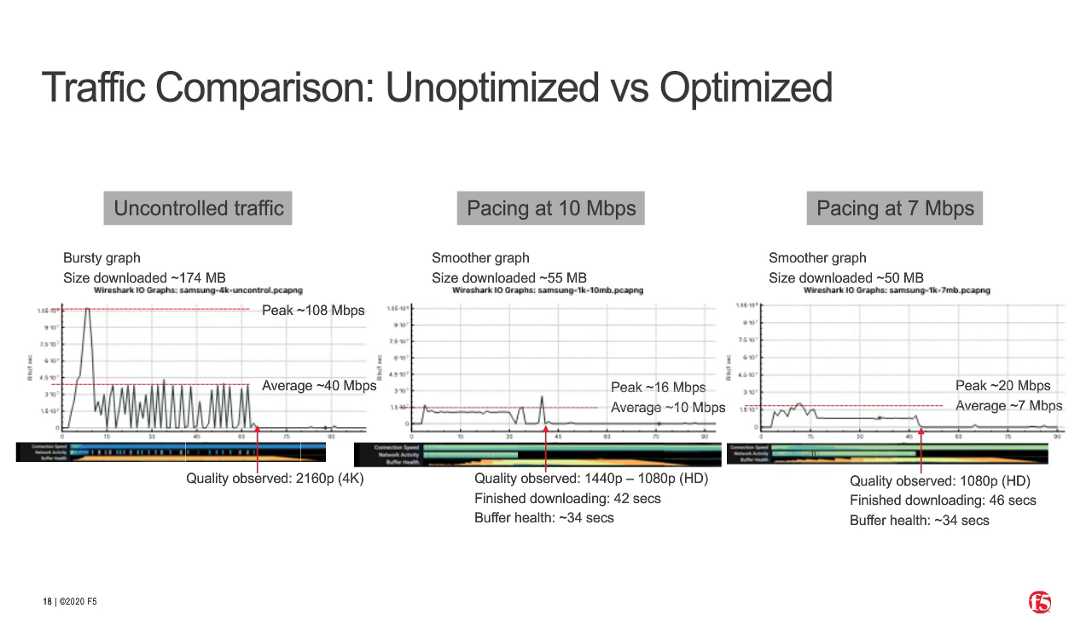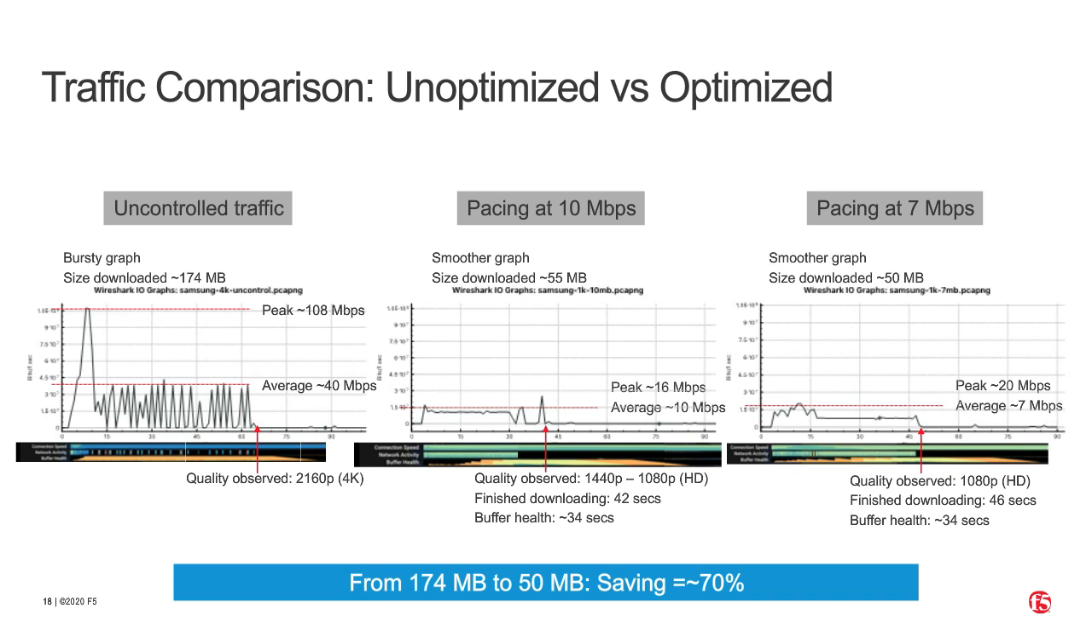Now, if I compare the last one with the first one, which is what we need to do if we want to measure the optimization, but even the second one, which is very similar, so pacing at 10 megabits per second is okay as well, we are reducing the amount of data downloaded from 174 megabyte to 50 megabyte. We are saving 70% of the traffic.